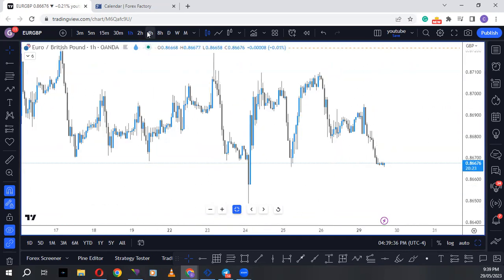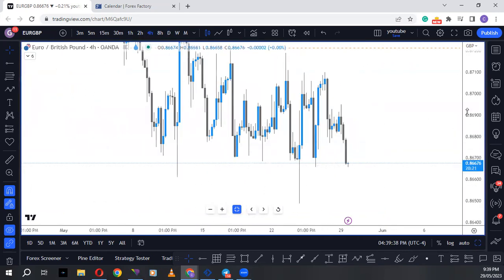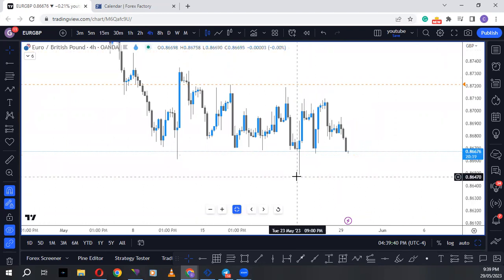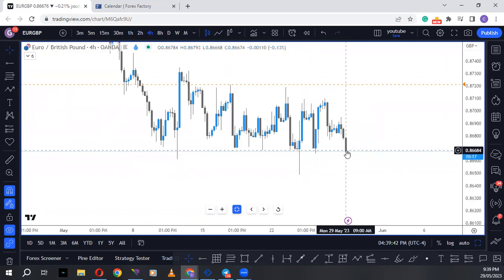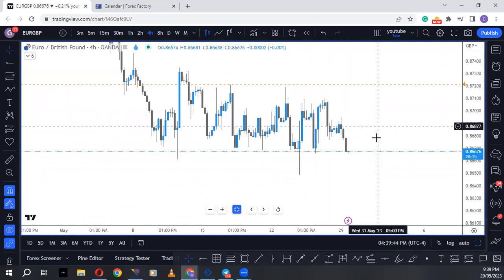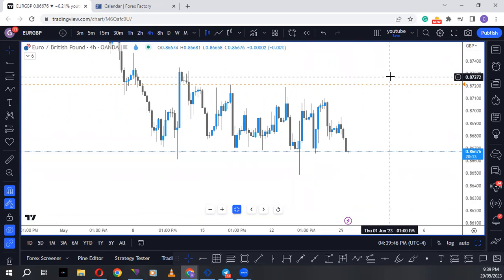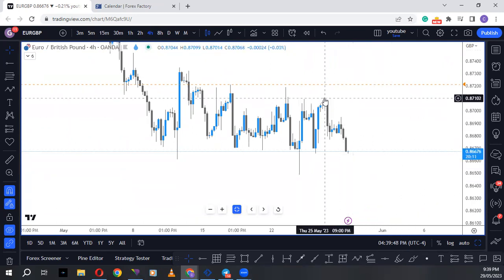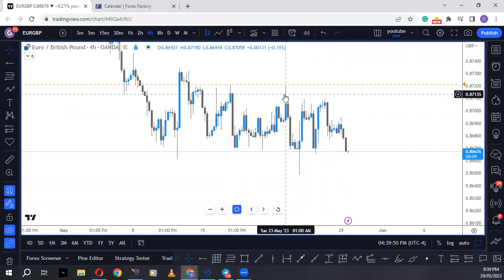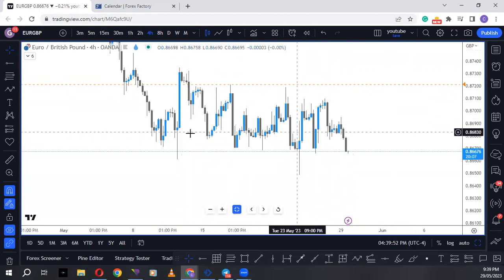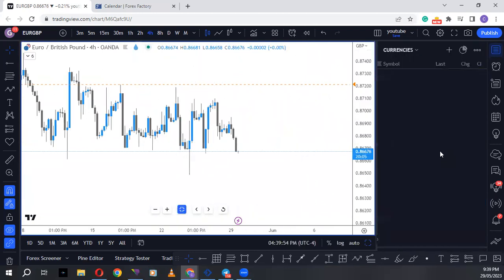So if we go down to the 4 hour time frame, there's going to be liquidity down here. If price comes down here, sweeps here and turns, then you can buy and target any of this internal liquidity. But for now, this pair is in an ugly consolidation.